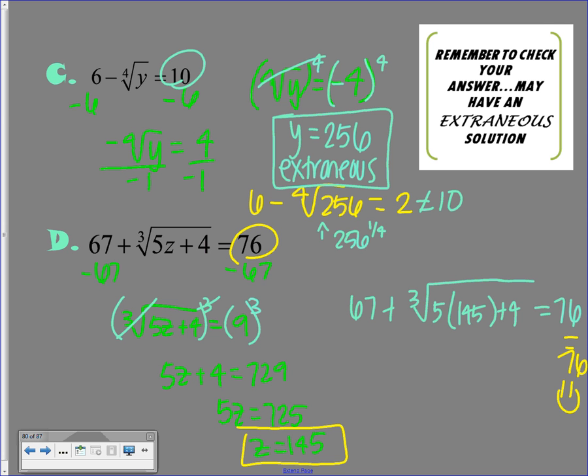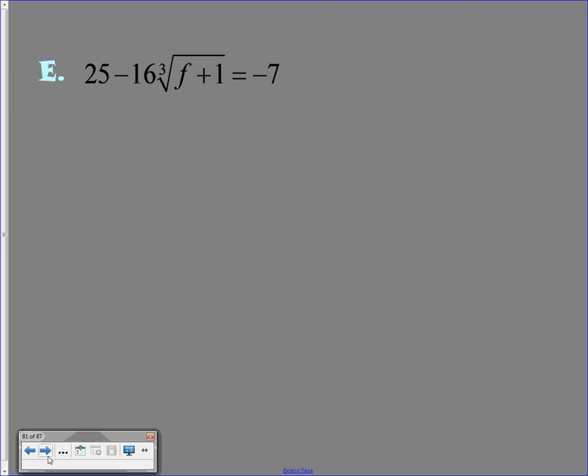Okay, so notice the difference between C and D. In C, 2 did not equal what I wanted it to equal, so it was extraneous. Here, they did turn out equal, so I do not rate it extraneous. Okay, so take a look at that, and we'll see if the last one is extraneous. We'll see how good we're doing at checking this.